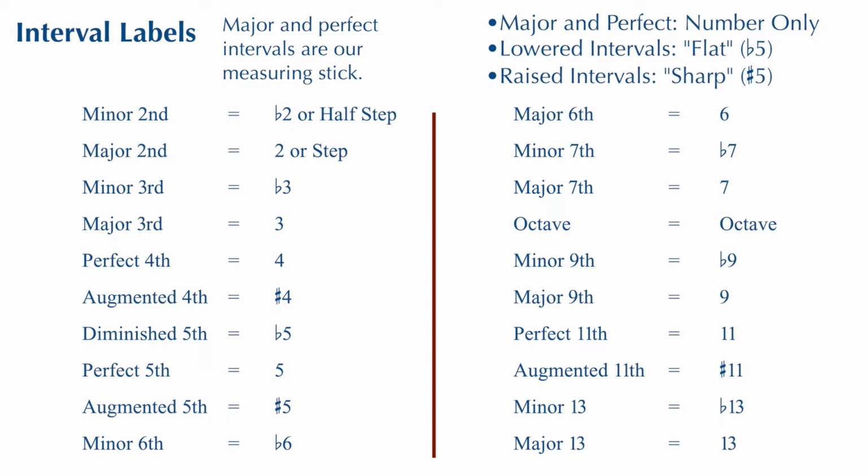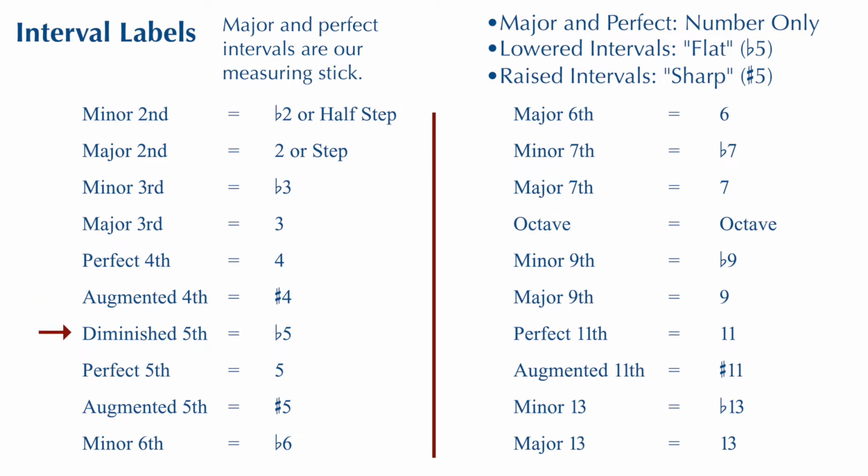So here's a list of intervals with their classical names and their non-classical names. You're going to see these intervals labeled both ways, so it's very helpful to be familiar with both naming styles. A minor second can be referred to as a flat 2 or half step. A major second can be referred to as 2 or whole step or just step. A minor third can be referred to as flat 3, and a major third is just referred to as 3. A perfect fourth is labeled just as 4, and an augmented fourth is labeled as sharp 4.